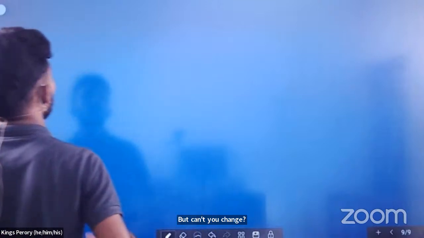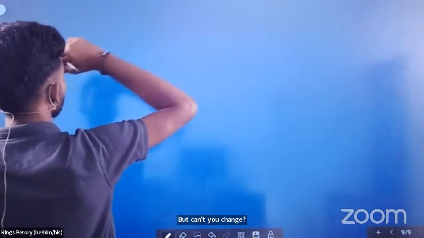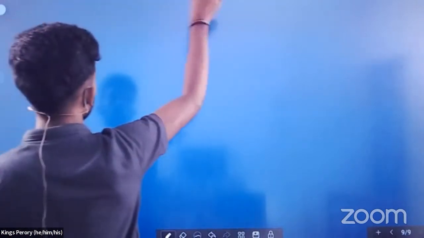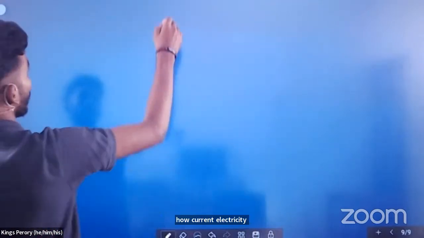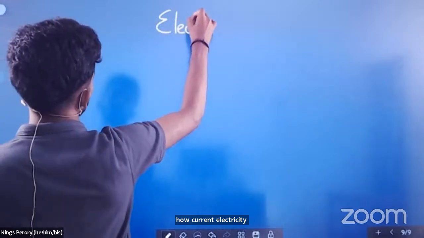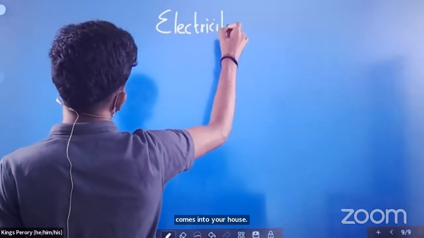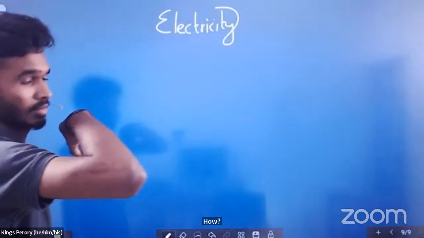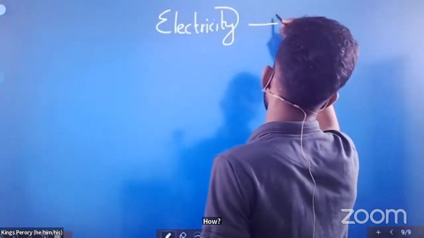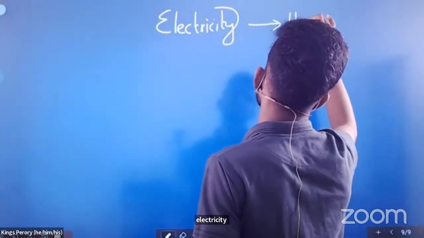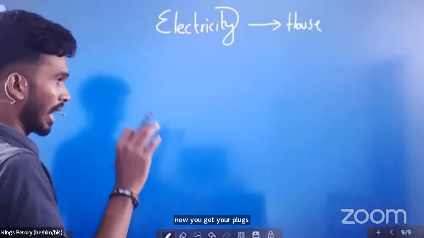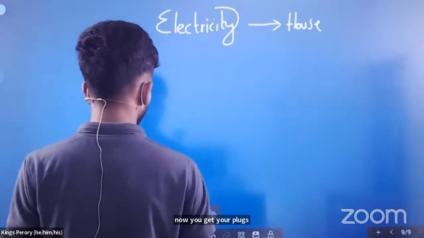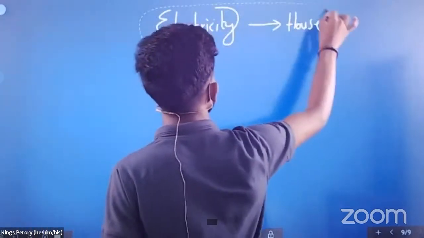Next section, the efficiency part is over. How does electricity come into your house? You get it from your plugs, bulbs, all those things. How do you get it? How does that flow happen?